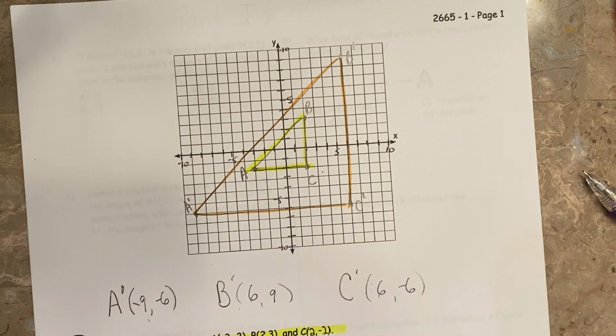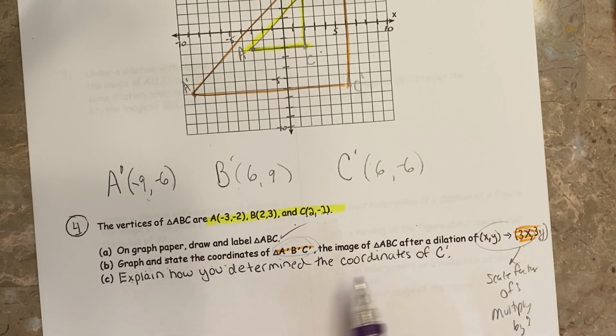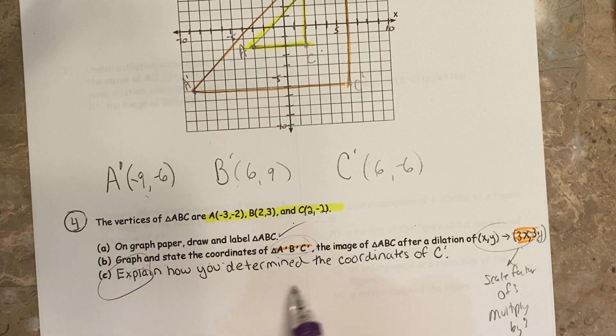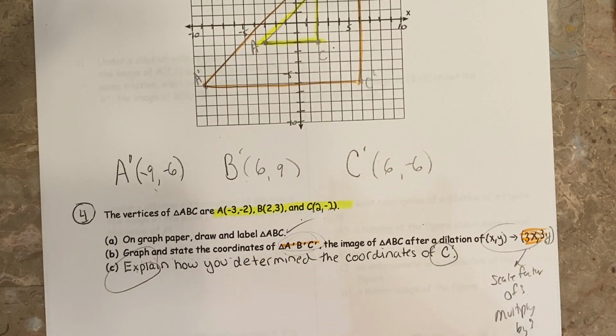And there is your enlargement. All right, so there's one more little extra piece on here, and that's explain how you determine the coordinates of C prime. So remember, there's always those 3 kind of things that you want to say.